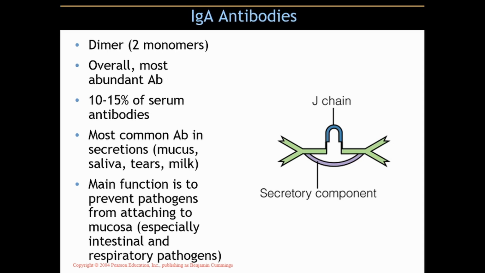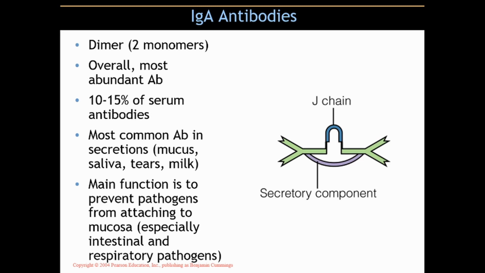IgA antibodies are dimers. They're made of 2 subunits. Overall, in the body, they're the most abundant antibody. In our serum, they make up about 10 to 15%, so a little bit more than the percentage of IgM antibodies. They're the most common antibody in our bodily secretions: in mucus, saliva, tears, and milk that is produced.